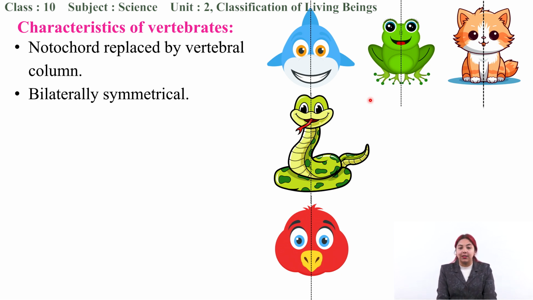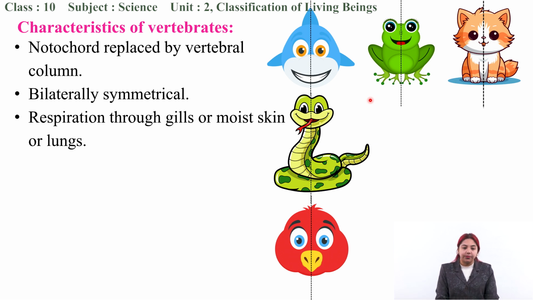All the organisms indicate bilateral symmetry. Now the respiration in the case of vertebrates occurs through gills, moist skin, or lungs. In the case of fishes or Pisces, the respiration occurs through gills. In the case of amphibians, the respiration occurs through moist skin. And in the case of the remaining terrestrial vertebrates, the reptilia, aves, and mammalia, they all respire through lungs.